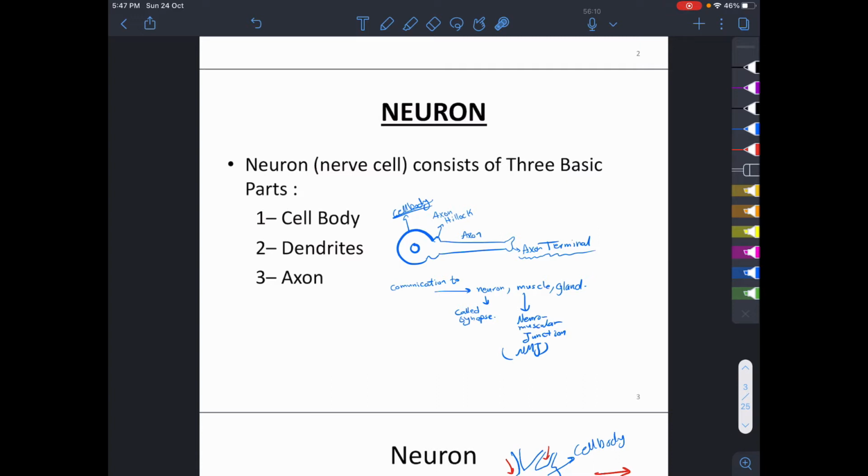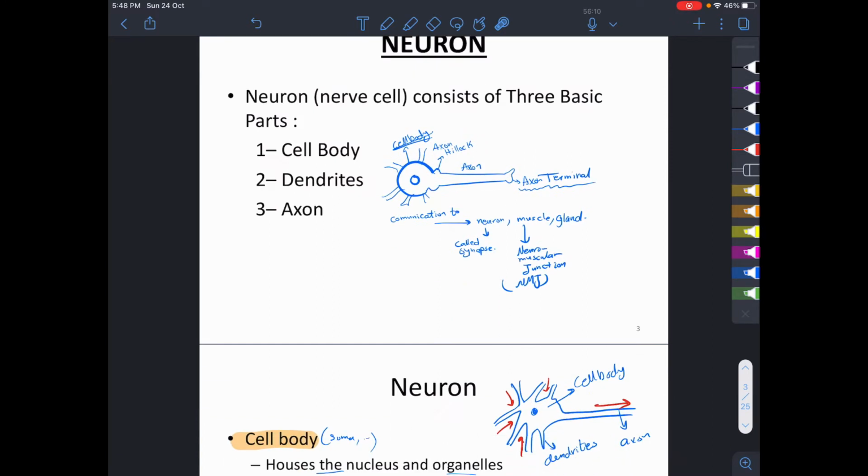First, the neuron. Neuron is the unit of the nervous system. It consists of three basic parts: the cell body, which is the soma, we can call it, or perikaryon, and then we have the dendrites, as I'm drawing them right here, and the axon. The thing connecting the cell body to the axon is the axon hillock. This is the axon terminal. So the communication of the cell body to other cells is through the axon. It's going to send the message until the axon terminal.